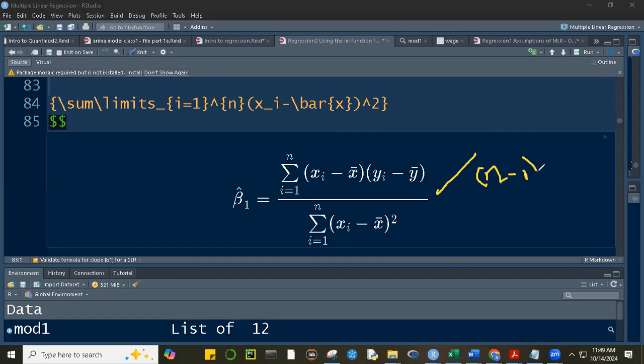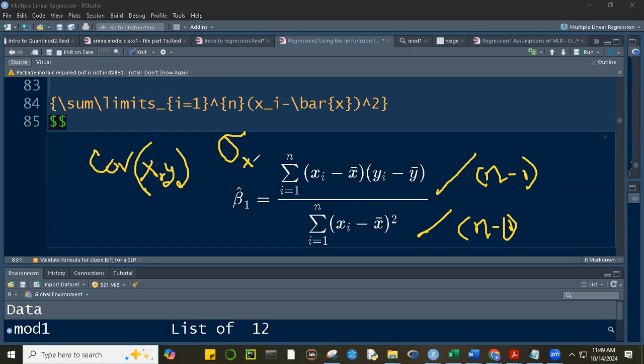Divided by n minus 1. And this one also, class, divided by n minus 1. So that's the complete formula. When you get this cross product, sum it and then divide by n minus 1, that's actually your covariance. That's your covariance of x and y. Okay? Covariance of x and y, which can also be written as sigma xy. So this one, class, is your covariance of x and y.